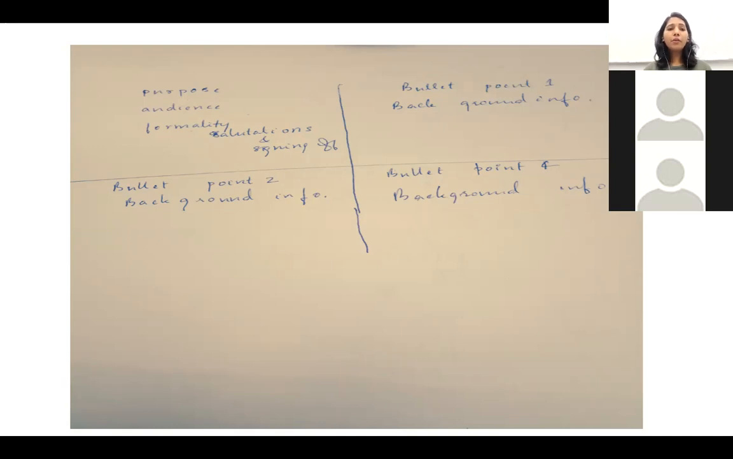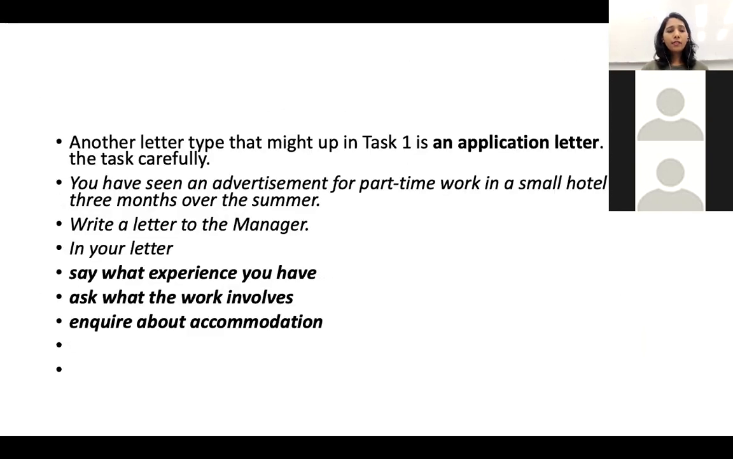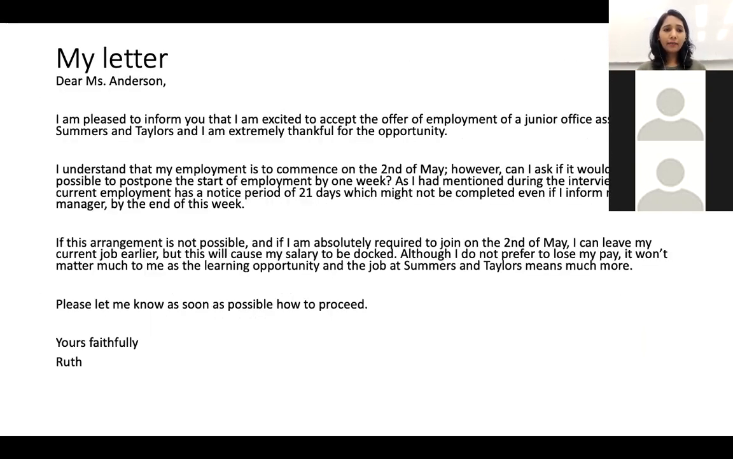So this will help you to start off on a good note. My beginning is like this, my ending is like this. I'm writing to this person, this is why I am writing, and this is how my tone will be. Right. Suppose we have a letter like this.